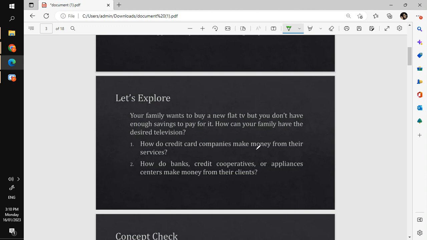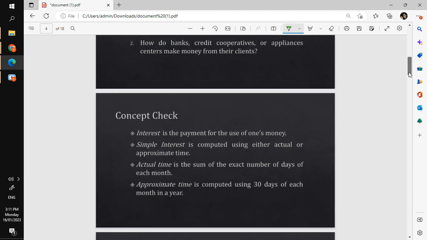Now, how do credit card companies make money from their services, and how do banks, credit cooperatives, or appliance centers make money from their clients? The same answer applies here: it's through the use of interest. Now, let us define the following. Interest is the payment for the use of one's money, or the amount added to the money that you have borrowed or invested in a bank.